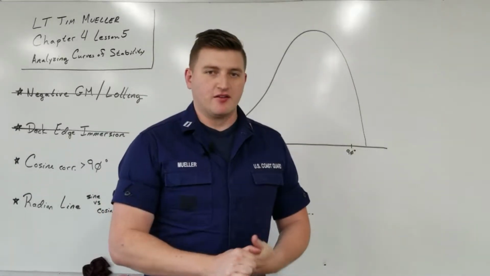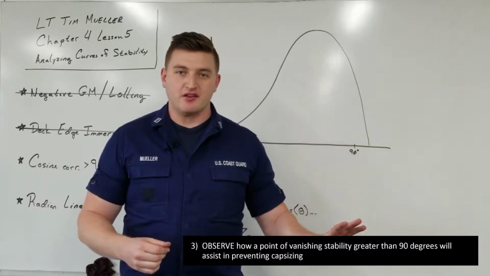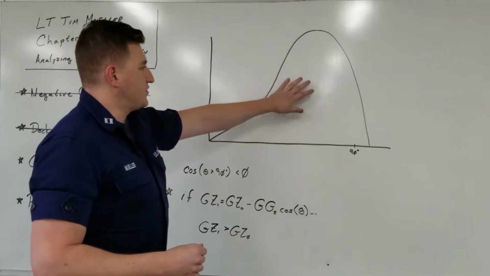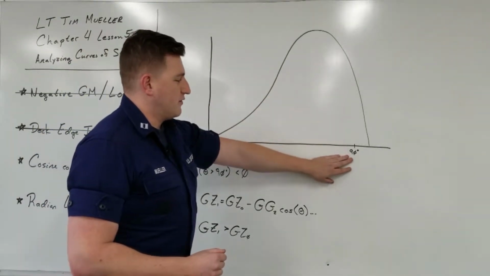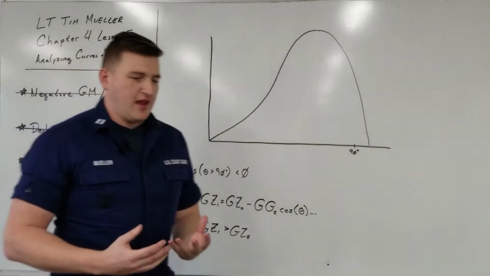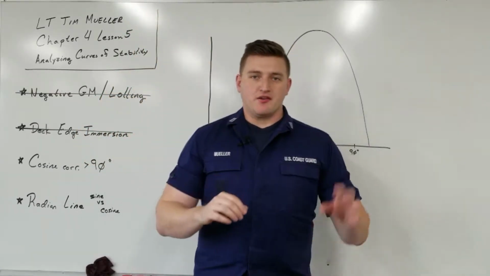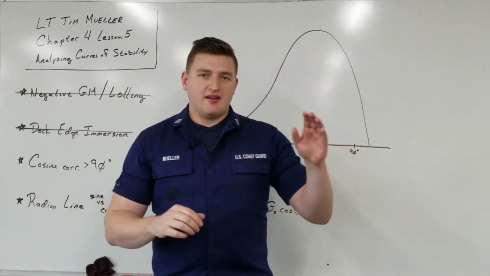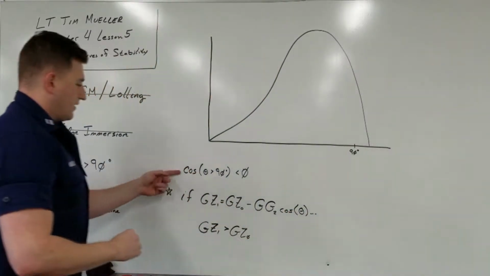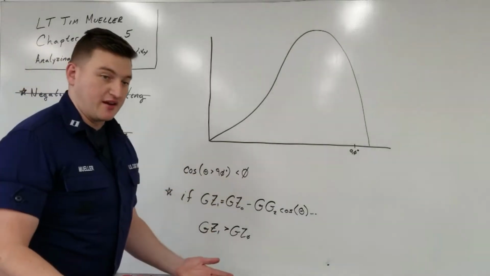So next up, we're going to take a look at cosine corrections for vessels that have a point of vanishing stability past 90 degrees. So it might be 95, 100, 110, whatever it might be. Here is a generic statical curve of stability for a vessel whose point of vanishing stability is beyond 90 degrees. Now we know the behavior of cosine. Cosine starts at a maximum at 0 degrees. It goes to 0 at 90 degrees. And then beyond 90 degrees, it carries on into negative numbers. So cosine of theta with theta greater than 90 degrees is less than 0. It just means it's negative.